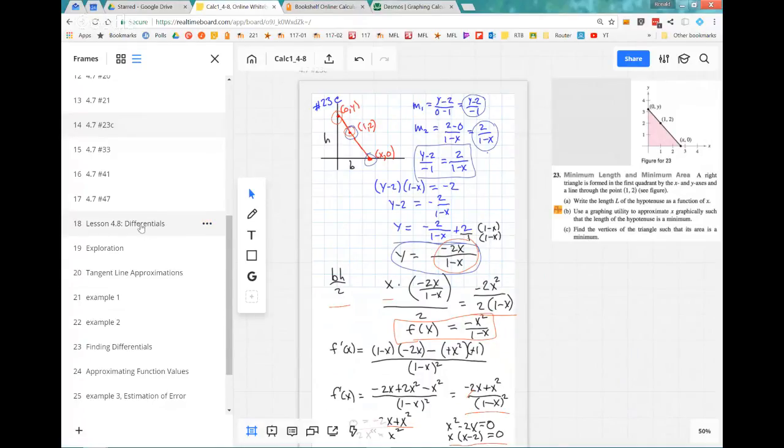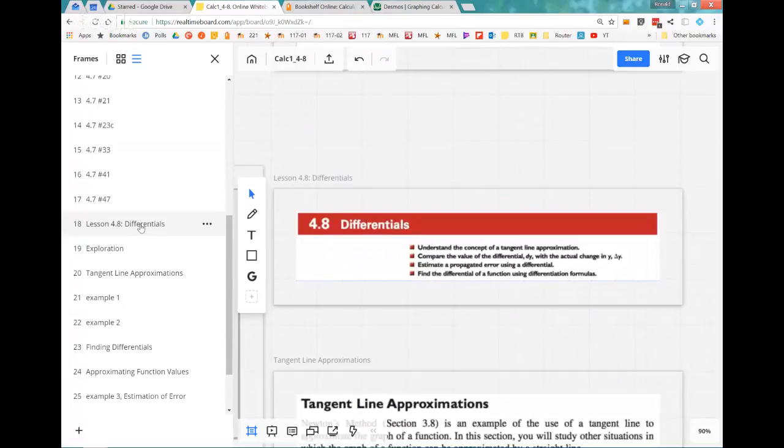Let's get started on lesson 4.8. This is called differentials. There's nothing new here. Differentials are kind of taking a derivative apart and looking at different pieces of it to help us make an approximation. Remember when we used Newton's method to find an approximate place where a curve crosses the x-axis? Well, this is somewhat similar to that. It uses the same kind of thing to find an approximation.